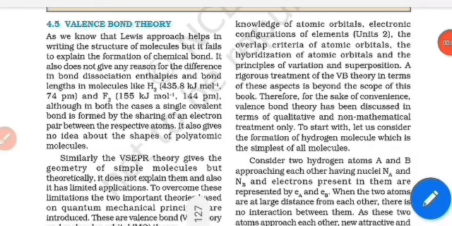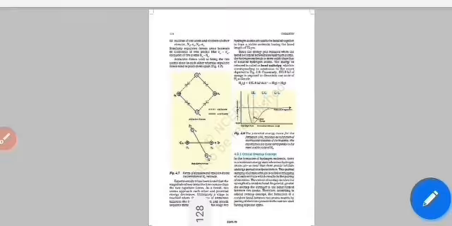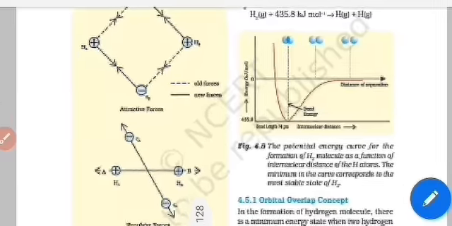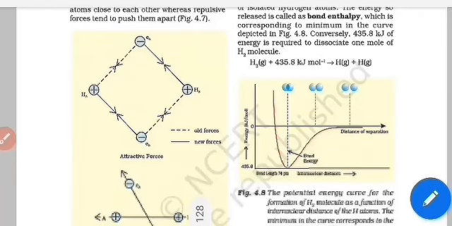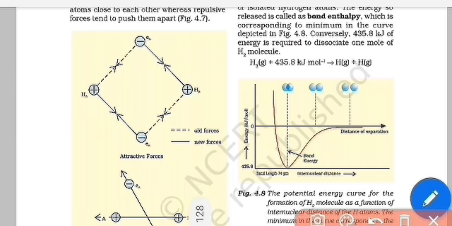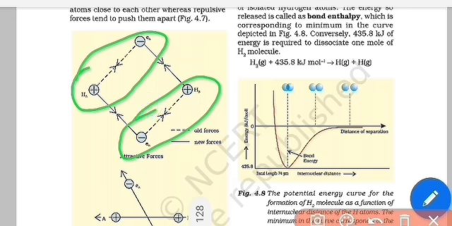Hello students, in this video I will discuss valence bond theory to explain formation of covalent bond. Covalent bond is formed by the sharing of electrons between two atoms. Let us understand formation of hydrogen molecule by two hydrogen atoms, hydrogen atom A and hydrogen atom B.